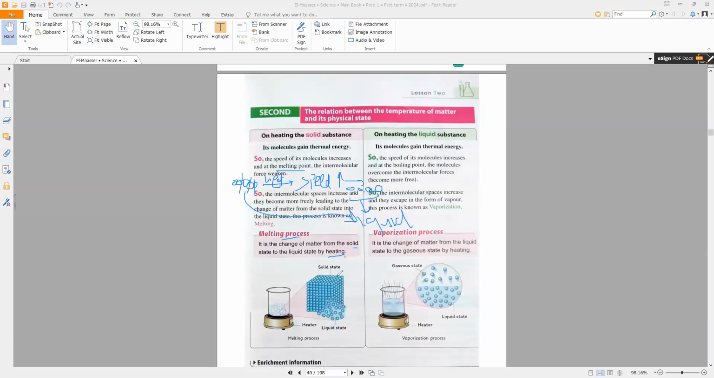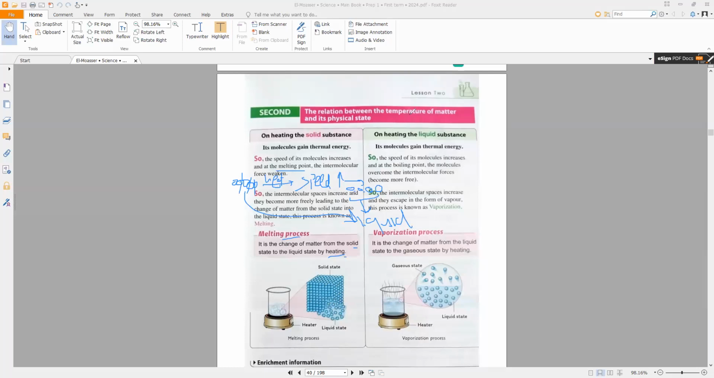So this is the solid substance. The intermolecular forces are strong, and the intermolecular spaces are tiny. When they gain thermal energy, the speed will increase, the intermolecular forces will weaken, and the intermolecular spaces will increase. So it will change to the liquid state by heating.